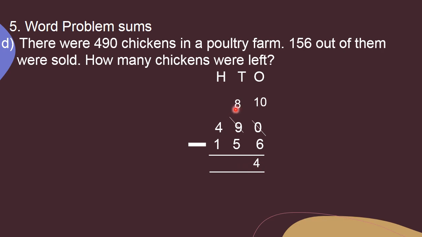Now keep 8 in your mind and 5 on your fingers. Yes, let's start backward counting. 7, 6, 5, 4, 3. So we will write 3 here at tens place column. Now 4 minus 1 is equal to 3. So here 334 chickens were left. So we will write 334 chickens.